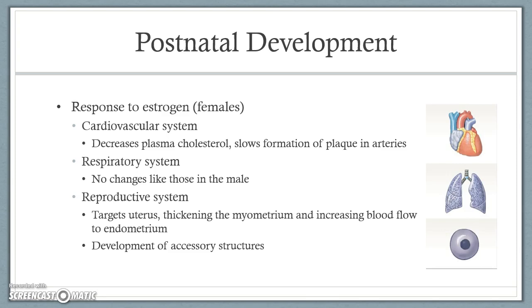And at the reproductive system, the accessory structures begin to develop, and estrogen targets the uterus, causing the myometrium to become thicker and increasing the blood flow to the endometrium. Many of these same body systems will continue to undergo changes as the person progresses through the stage of maturity. For more details about those changes, refer to each organ system chapter in your textbook.